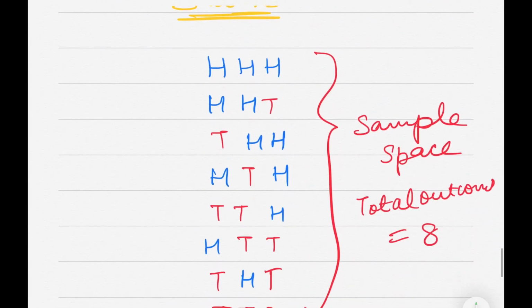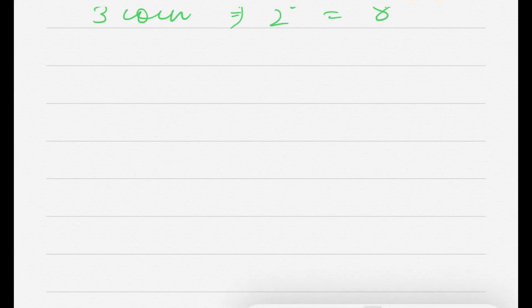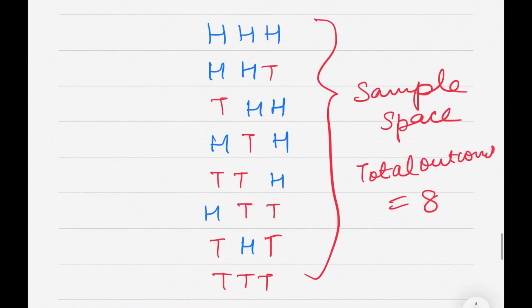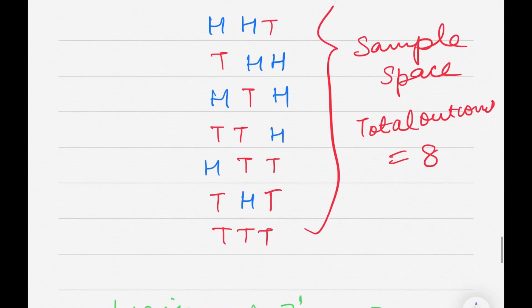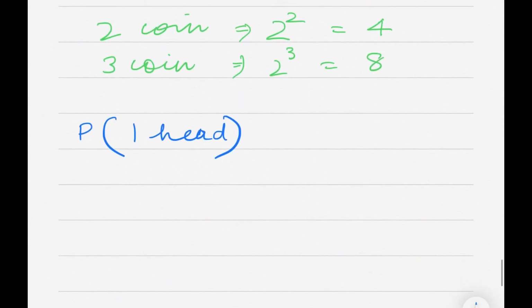Now we'll come back to our questions, which will be based on 3 coins. There might be different varieties of questions on this, like we did in detail for 2 coins. So first, find the probability of getting one head. We'll go one by one. How many outcomes have one head? Not this one, this one, this one. So we have tail, tail, head; head, tail, tail; and tail, head, tail. So we have 3 outcomes, right?